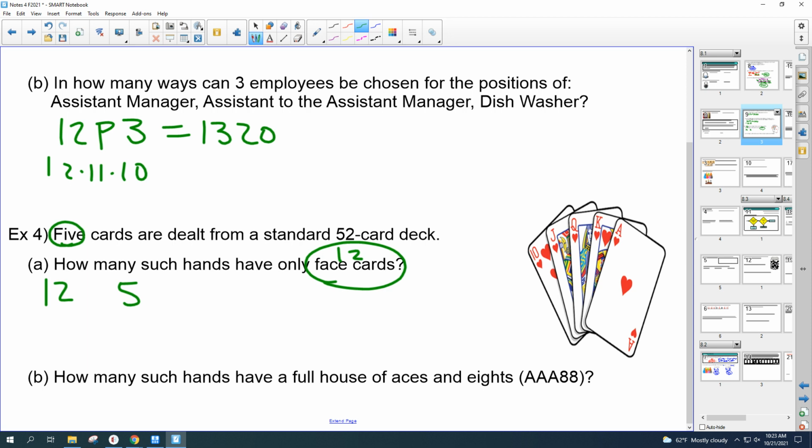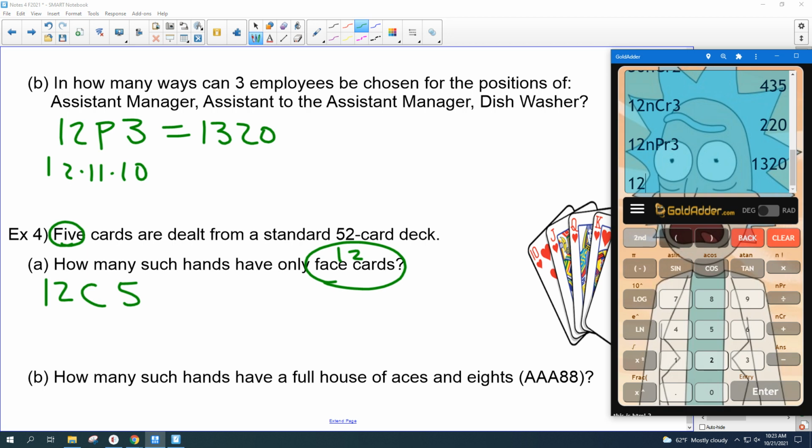Does the order matter from this question? No, I don't care if a king comes first and a queen. It doesn't matter. Order doesn't matter. That's a combination. 12C5 is 792.